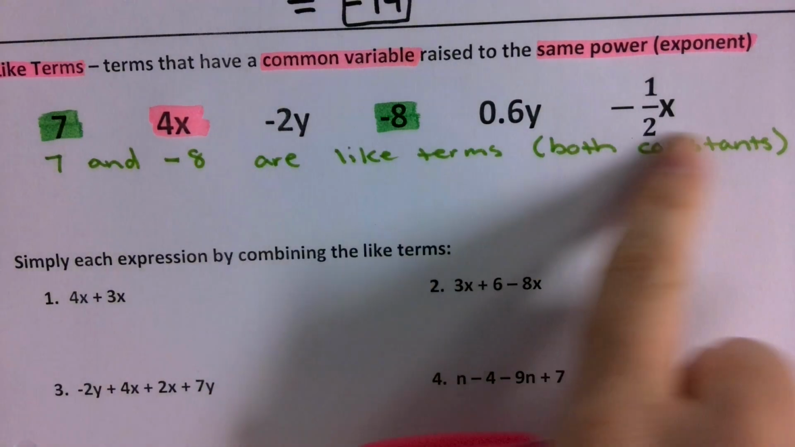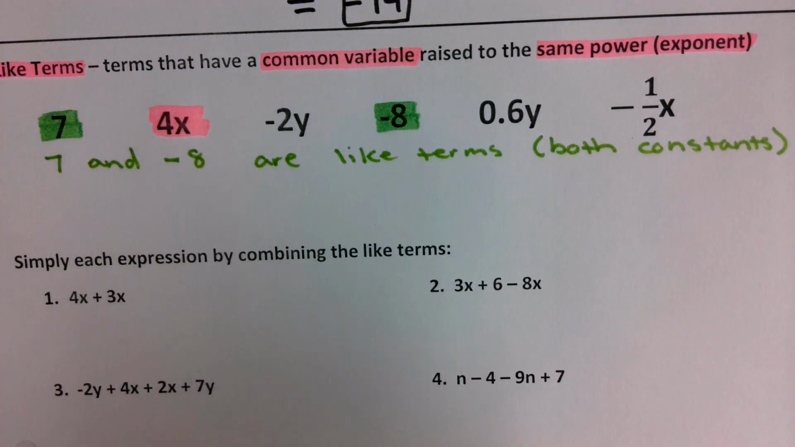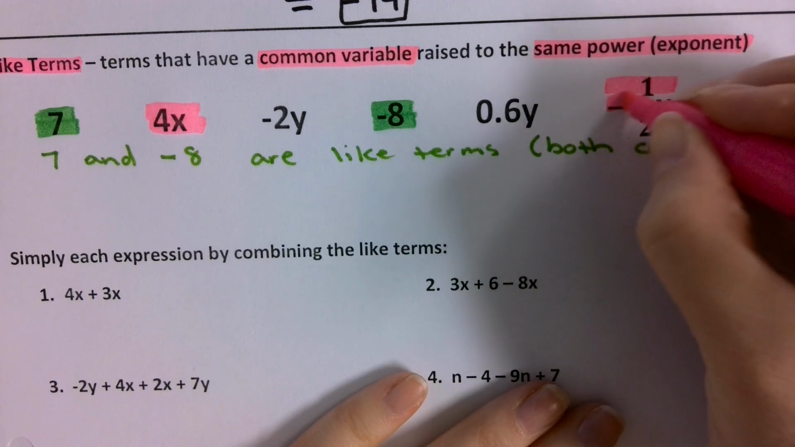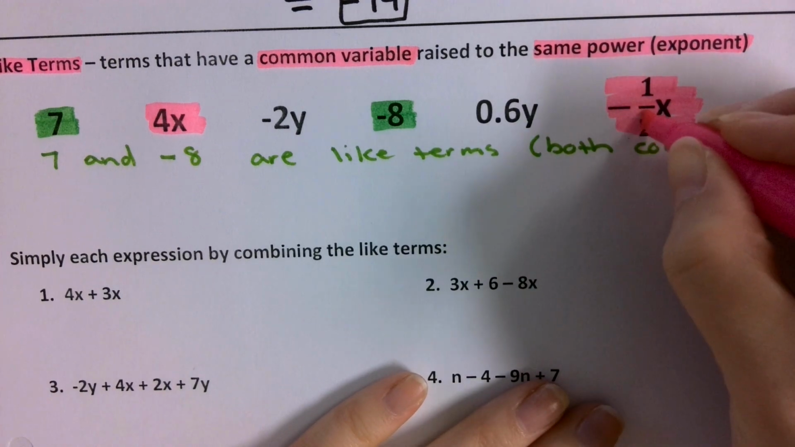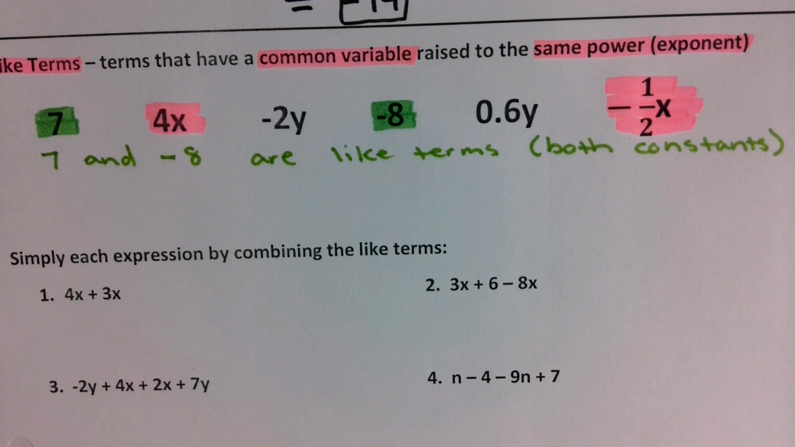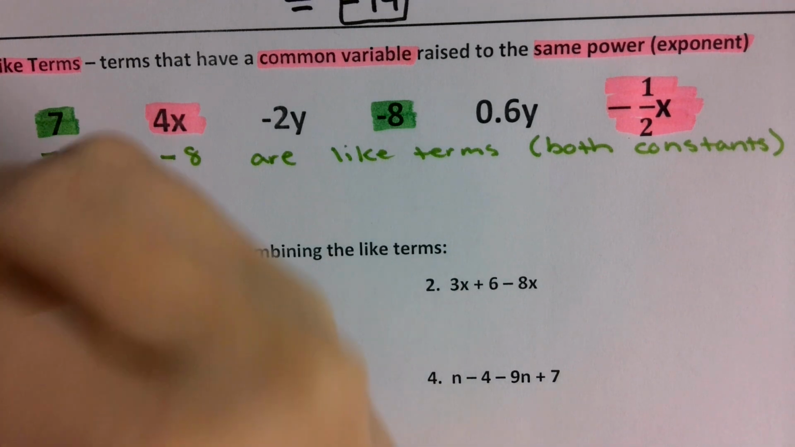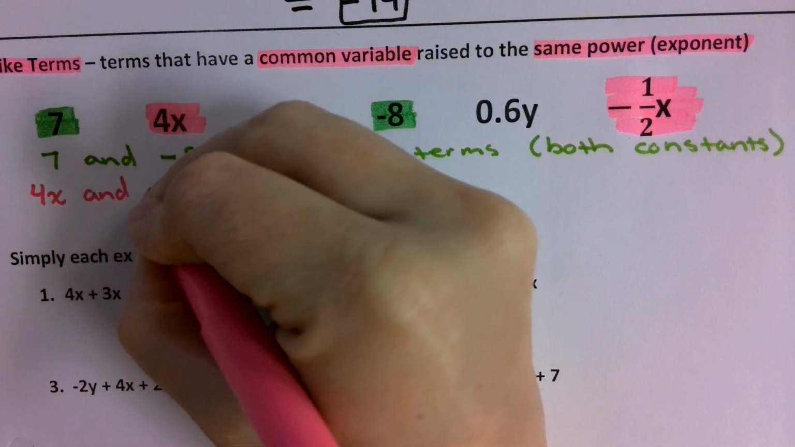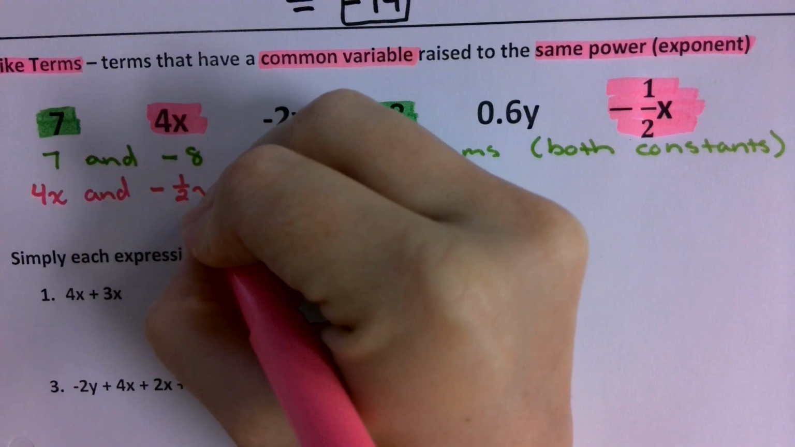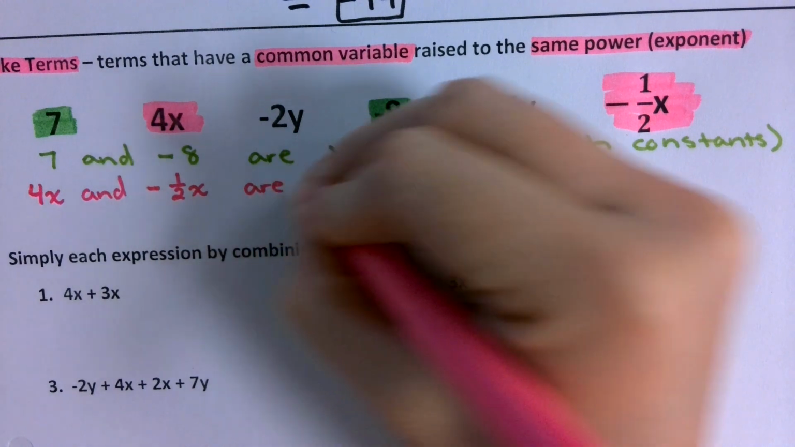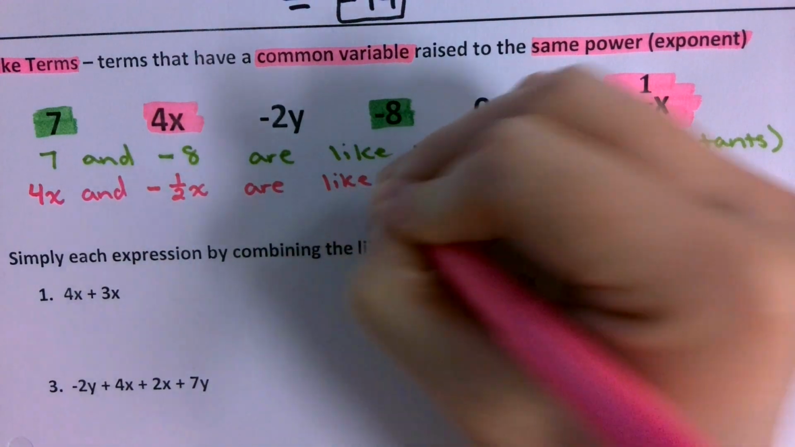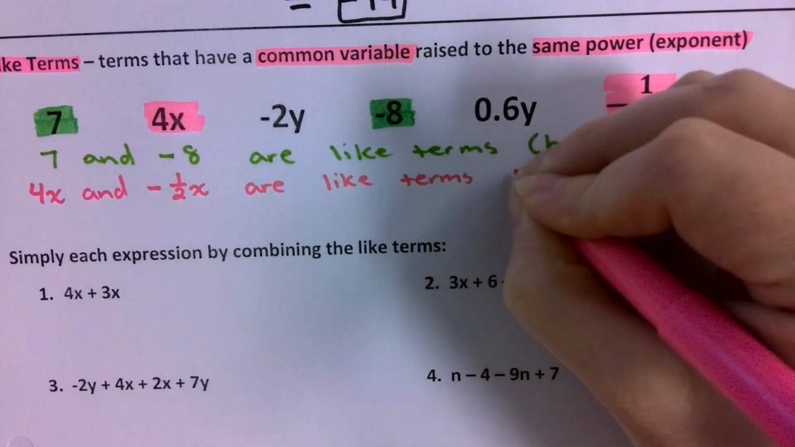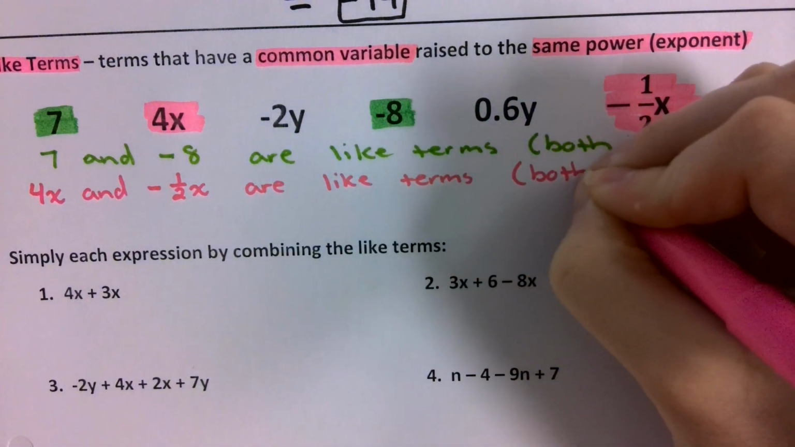Are there any other x's up here? Yeah. Which one? The negative 1/2. That negative 1/2 is also a like term of x. Okay, so they are going to be considered like terms. So I'm going to write that down. 4x and negative 1/2 x are like terms because they both have the same x variable. They are both x.